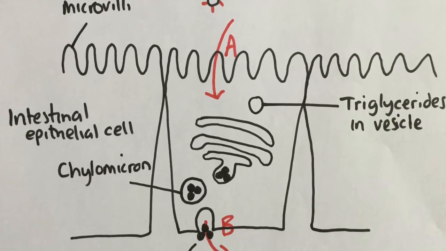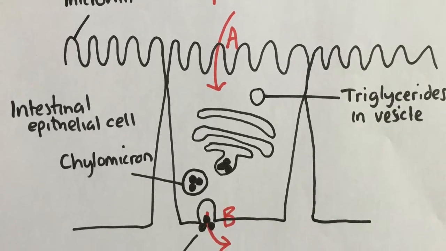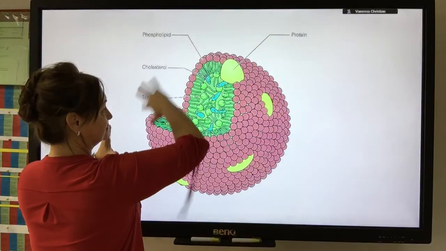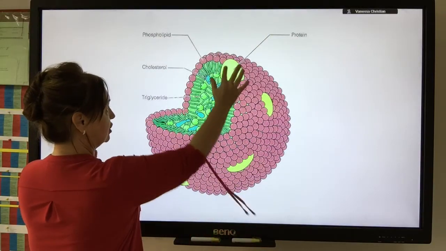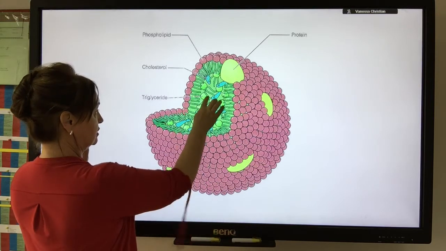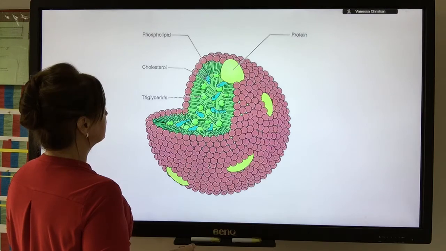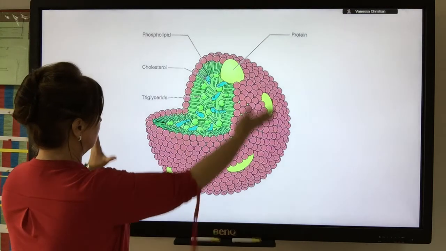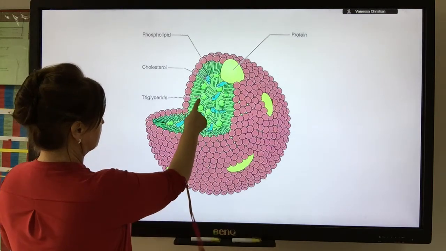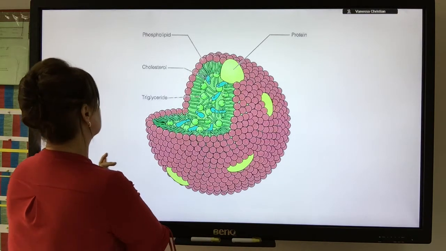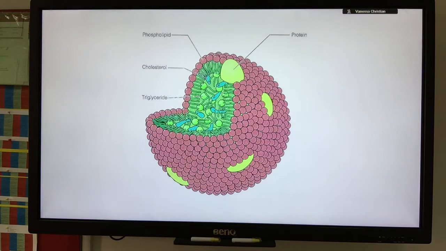So going into the endoplasmic reticulum, we have monoglycerides and fatty acids, and coming out the other end, we have triglycerides. They are then passed to the Golgi apparatus. In the Golgi apparatus, the triglyceride is modified. Cholesterol is added, and also some lipoproteins, and that structure is then called a chylomicron. The chylomicron is a special particle adapted for the transport of lipids.